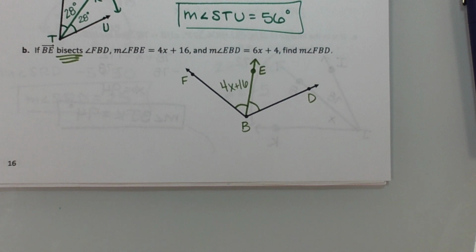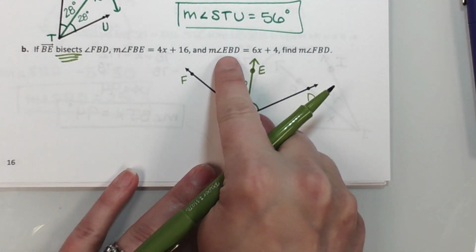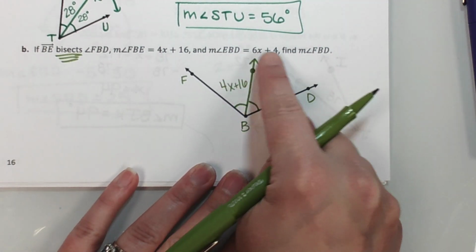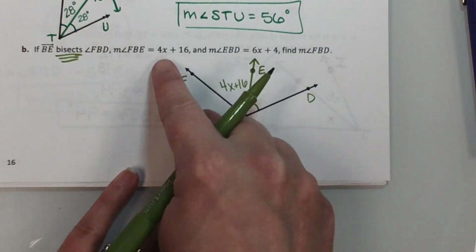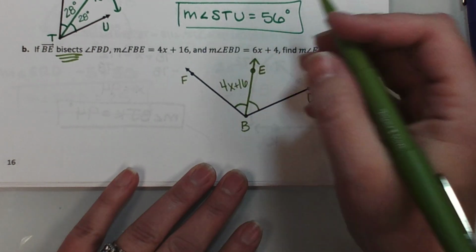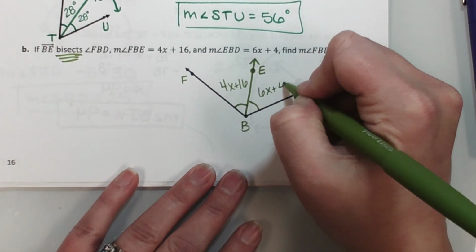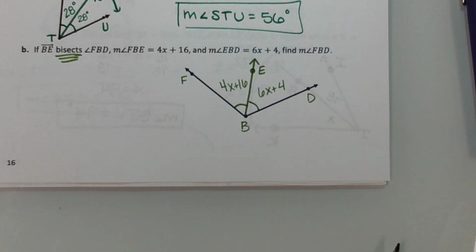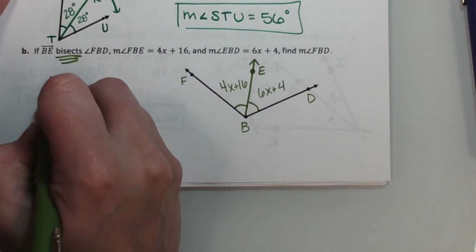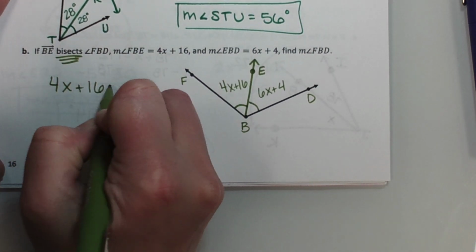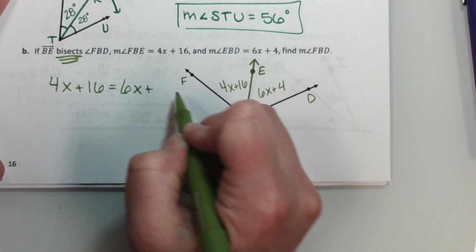Noah, the measure of angle EBD is 6x plus 4. Is EBD the one on the right or the big one? The one on the right. This time I've got something labeled on both of these. But I have them marked as congruent. And congruent is just a fancy way of saying they are equal or the same. So I set them equal. 4x plus 16 is equal to 6x plus 4.